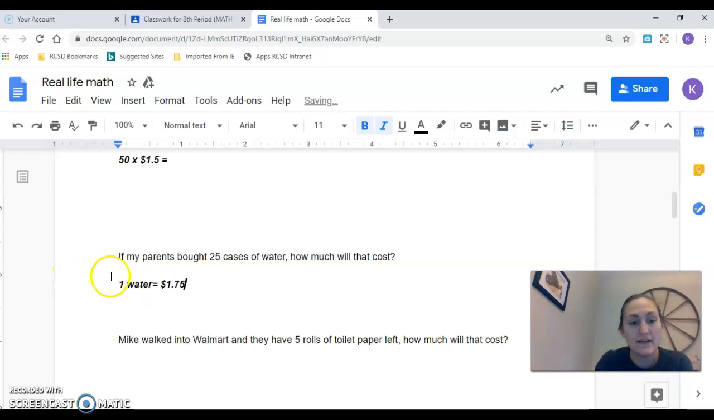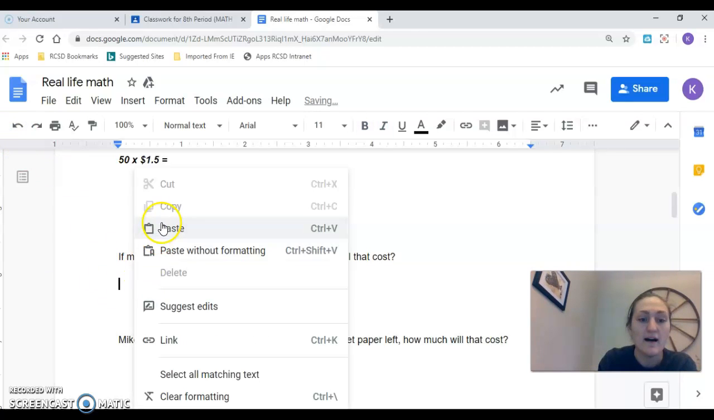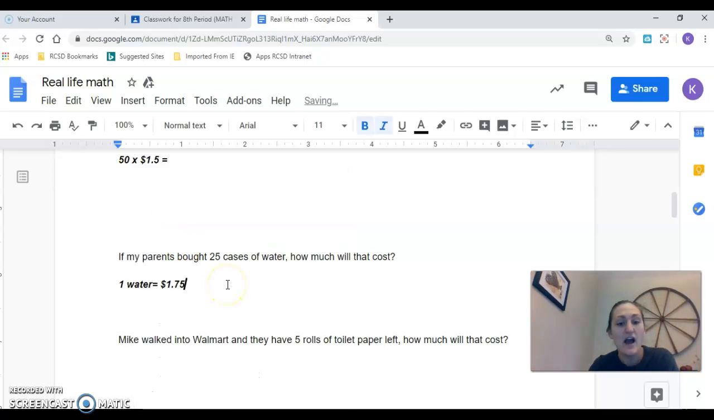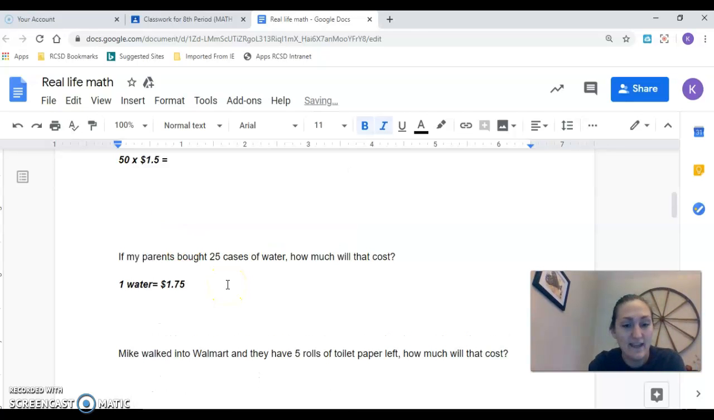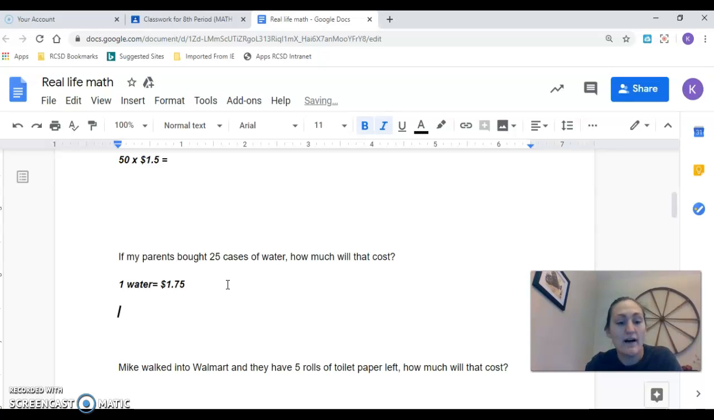Or I can do, again, I could have done it this way. We'll undo that for a second so I can do it the other way. Pasting that right there. Okay, and now again, I have 25 cases of water. So I know 1 is $1.75. So what if I need 25 cases of water times the $1.75?